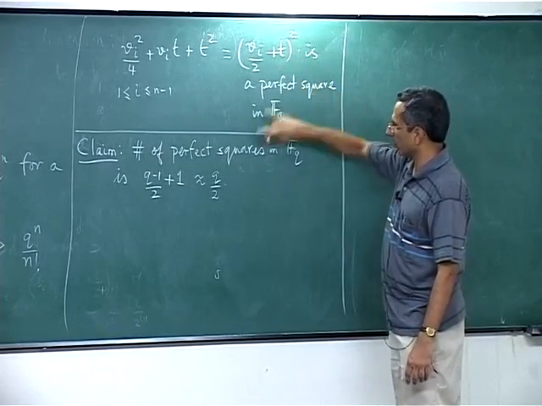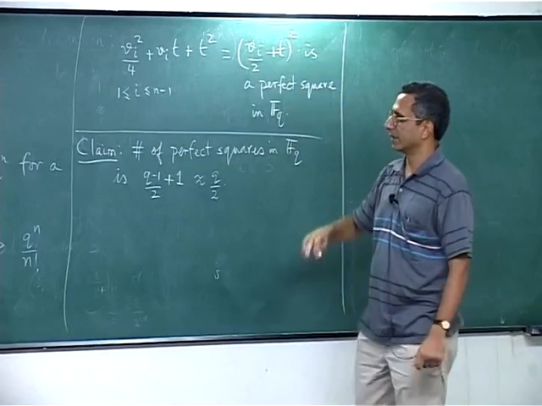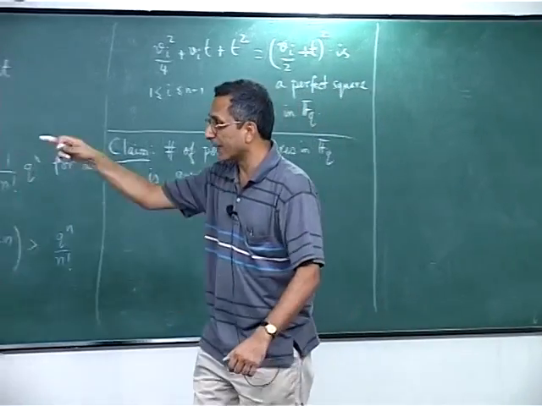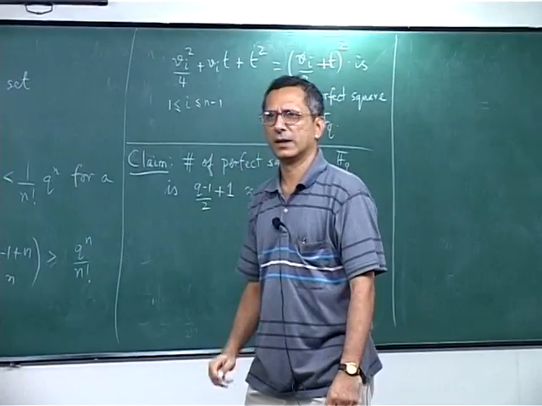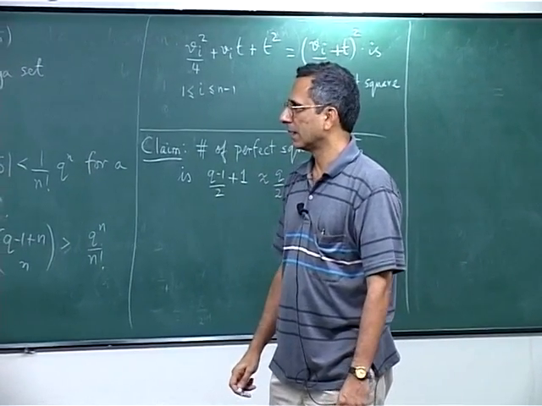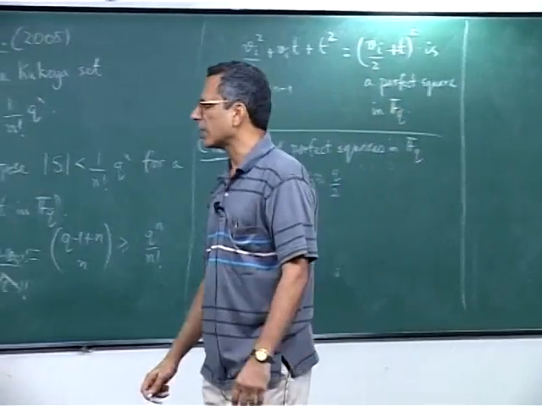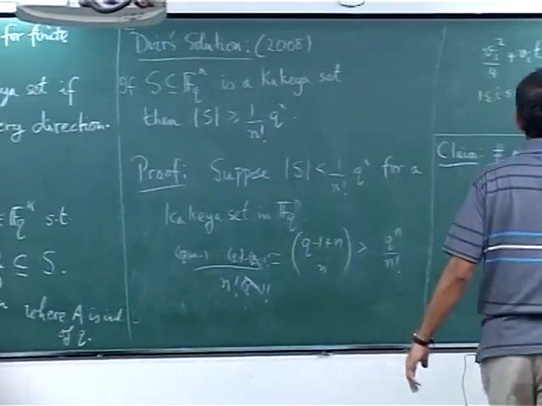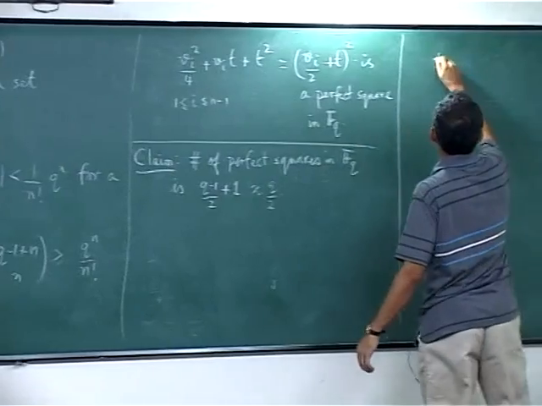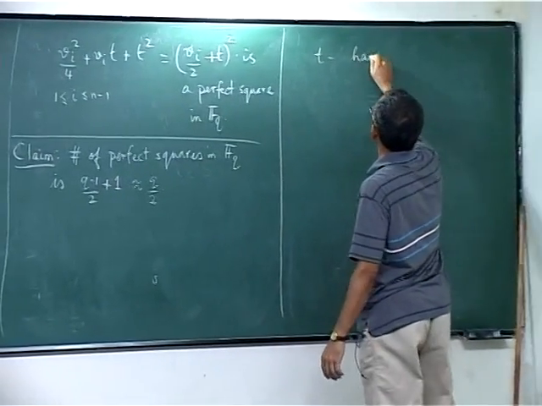So, of these elements there are only q by 2 perfect squares. Now, how do I get the bound using this fact? So, the last coordinate I can choose any way I like. T can be chosen and has q choices.